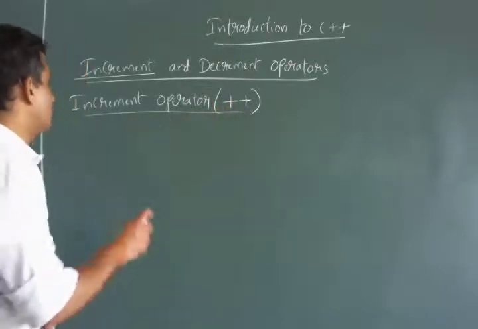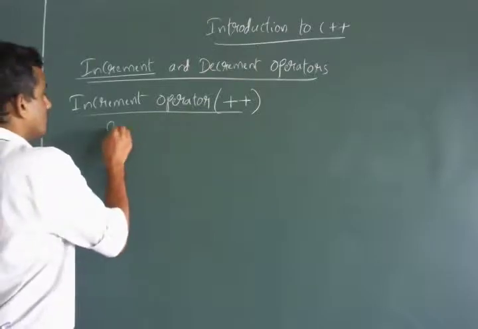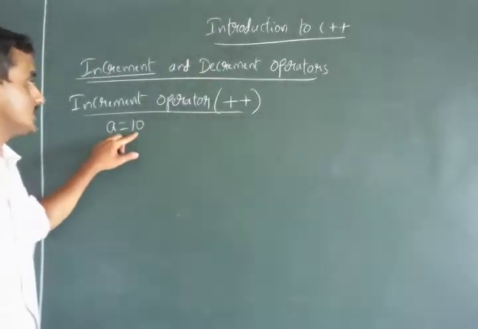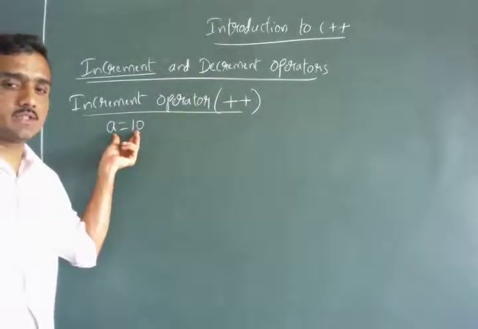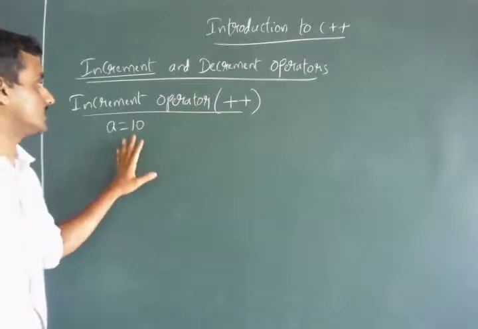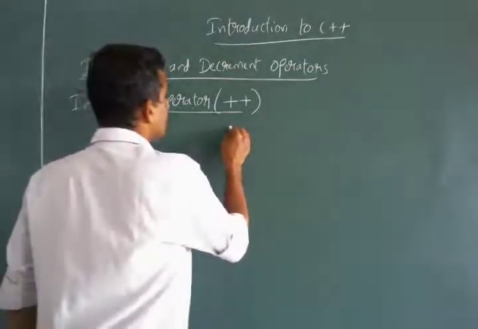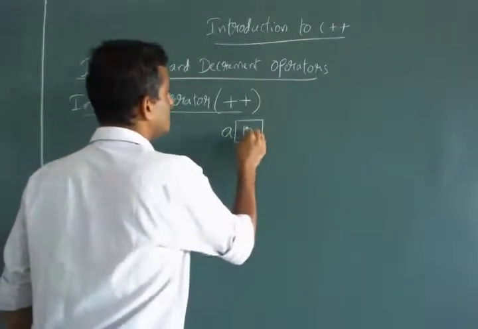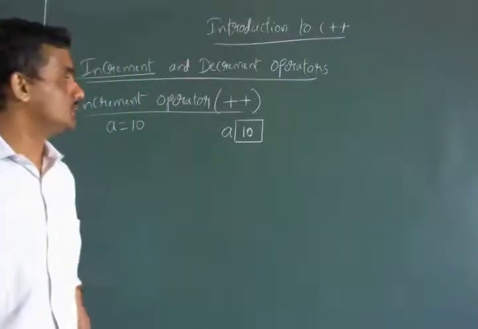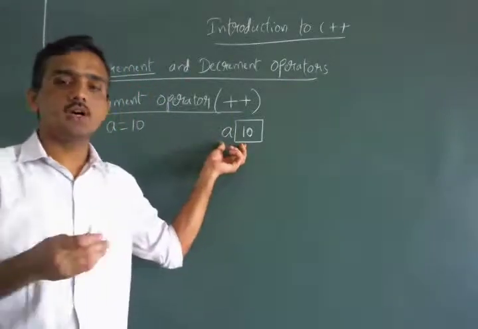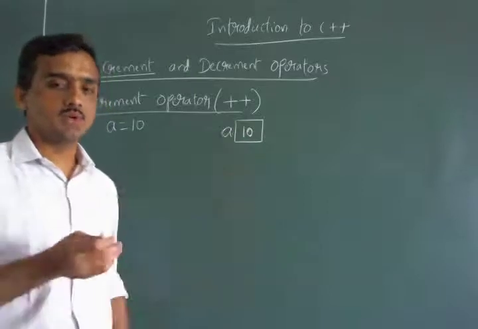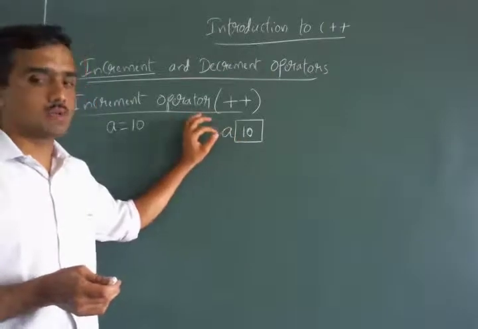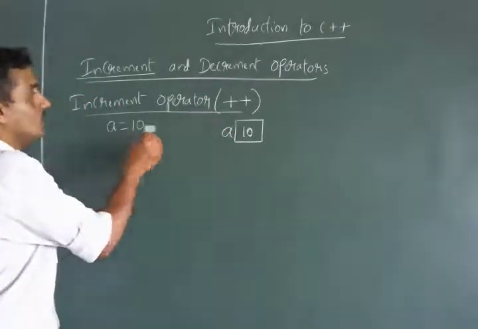For example, consider variable a equals 10. You should not think of it as LHS equals RHS here. Consider variable a in computer memory with value 10. Whenever a value is stored, we represent it in computer memory locations: you write the variable, put a box to indicate it is computer memory, and write the value there. So variable a's value is 10.